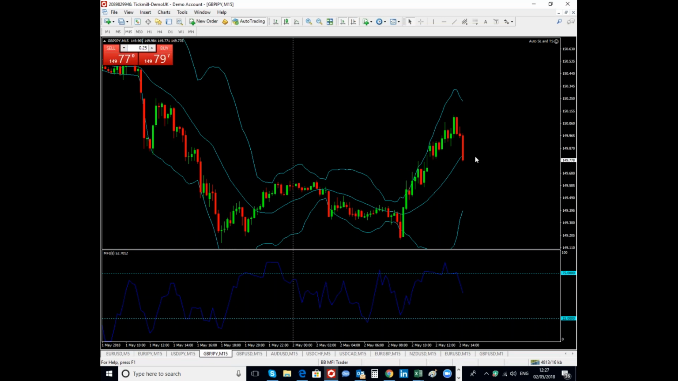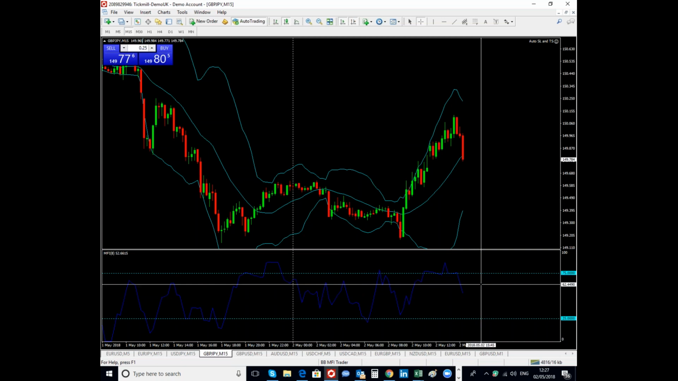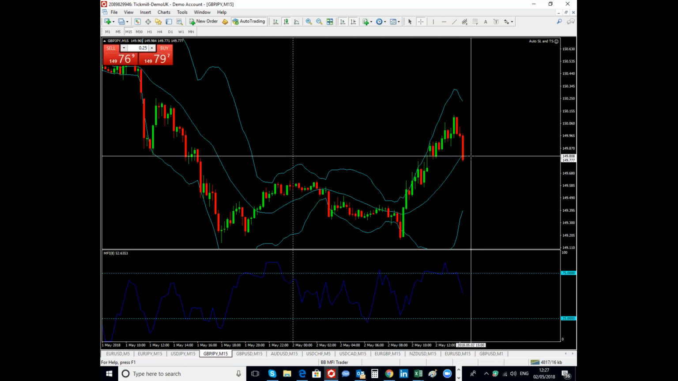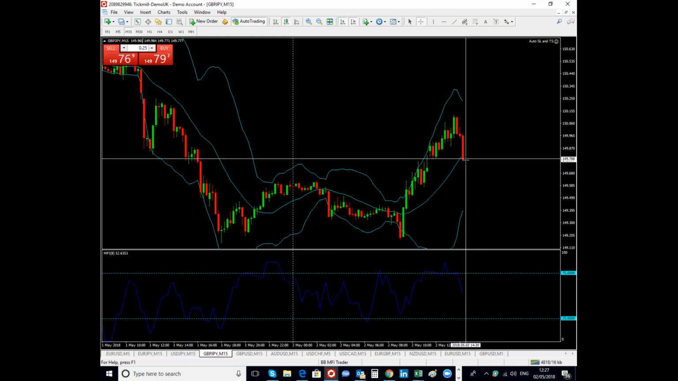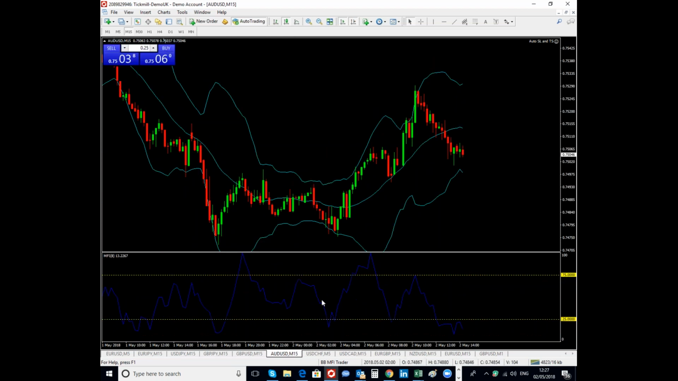Pound yen. All right, so pound yen, we could have taken this at the middle band, but look where the MFI is, right? So I would not expect this to reject from here right away. But if it comes down to here, then I'll take it. Right, again, this is about sticking to rules. It's important. It's key. We stick to rules, yeah?